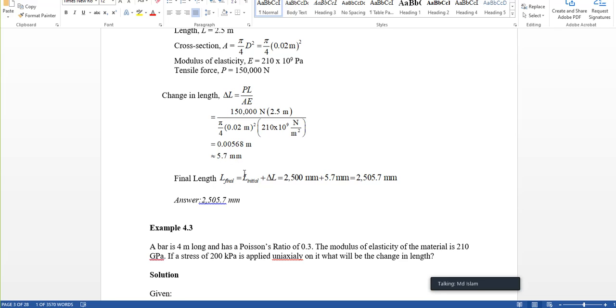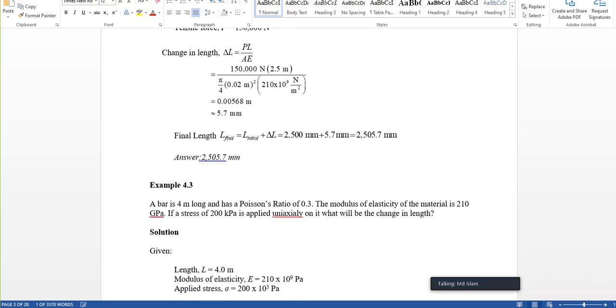What is the final length? Initial plus delta L. Initial is 2.5 meter, that means times 1000. And then you understood what we did. The main learning here is your unit. What is the unit of the different parameters? But everything else is just mathematics.